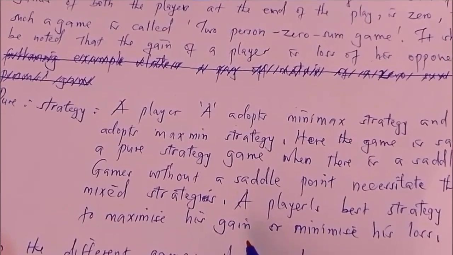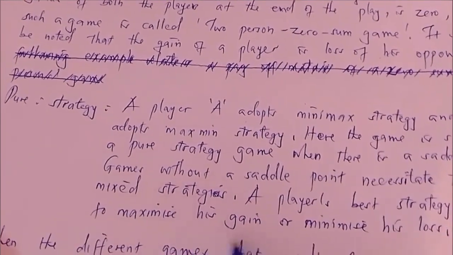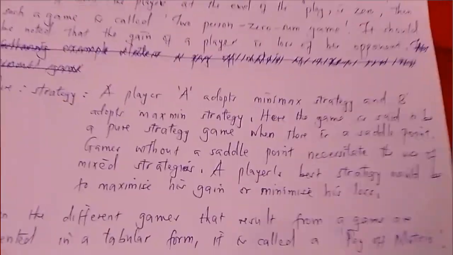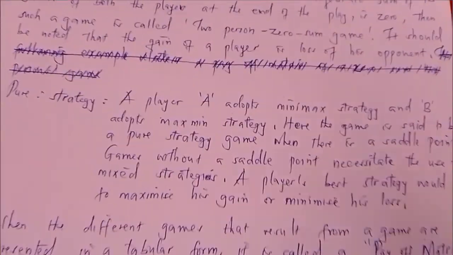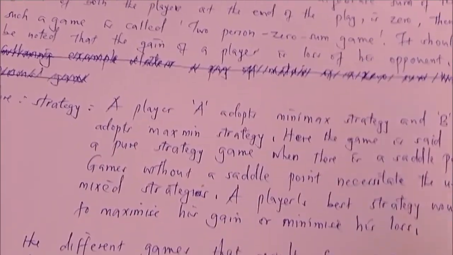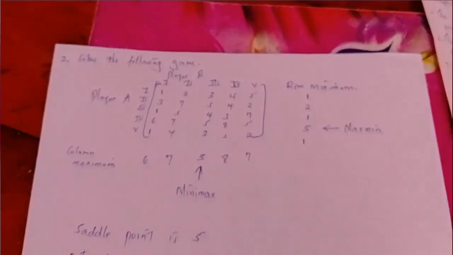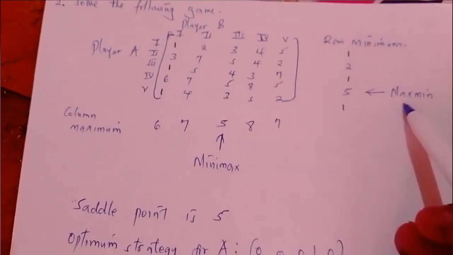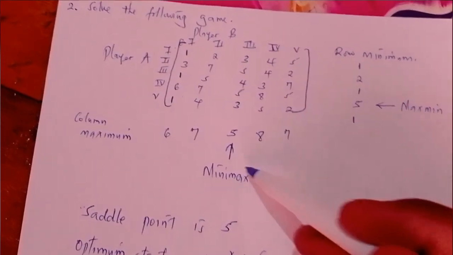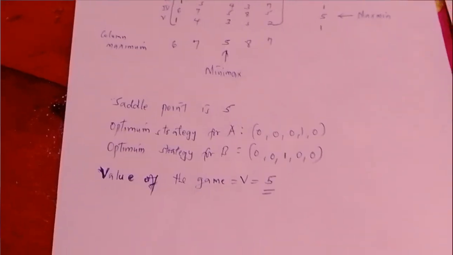A player's best strategy will be to maximize his gain or minimize his loss. So in the next video, God willing, we shall be looking at a mixed strategy game where there's no saddle point, I mean, for example, a game where the maximin is not equal to the minimax. Such a game is what we call a mixed strategy game. So we shall be looking at it in our next video.